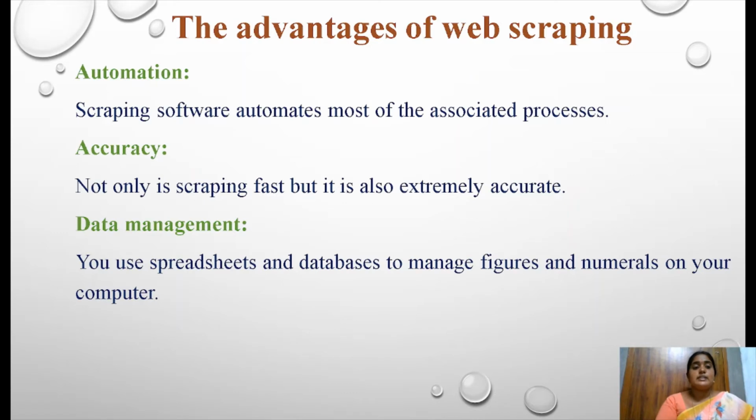And the second one is accuracy. Not only is scraping fast, but it is also extremely accurate. This prevents any major mistake which can occur as the result of smaller data extraction mistakes made during the process.